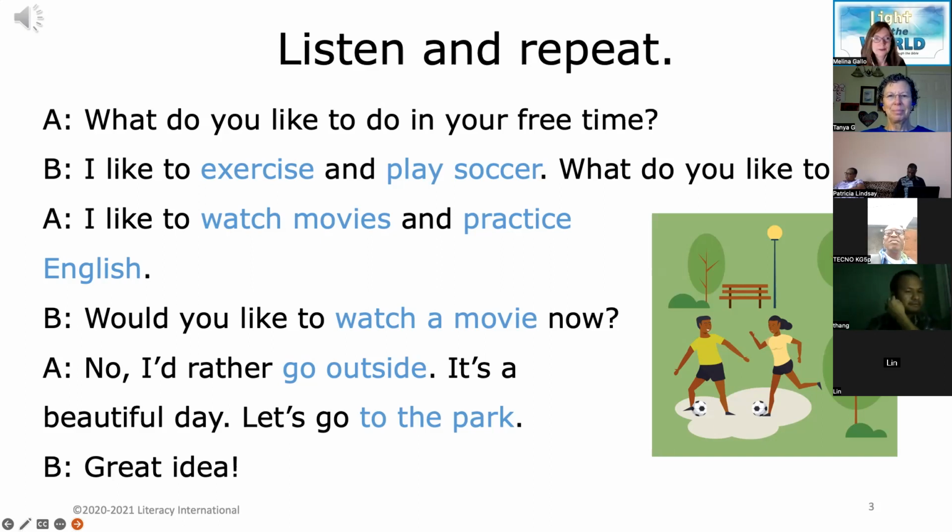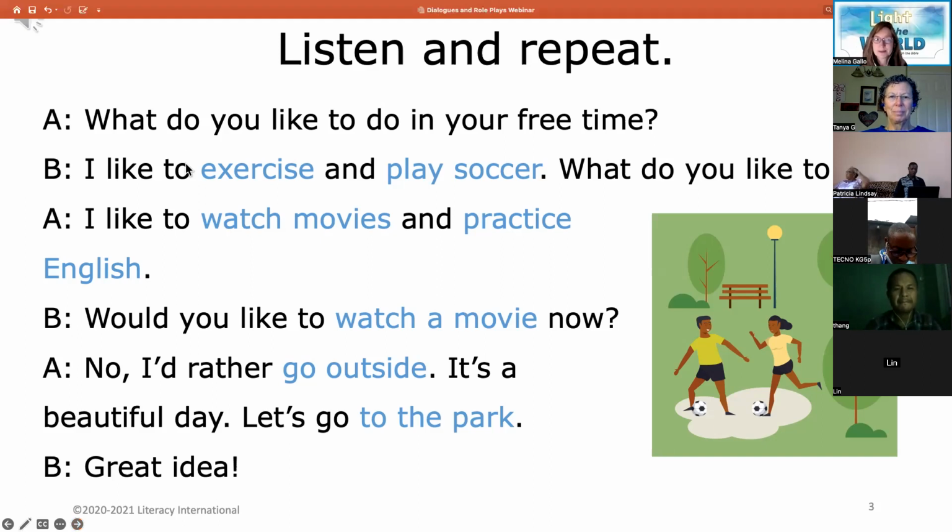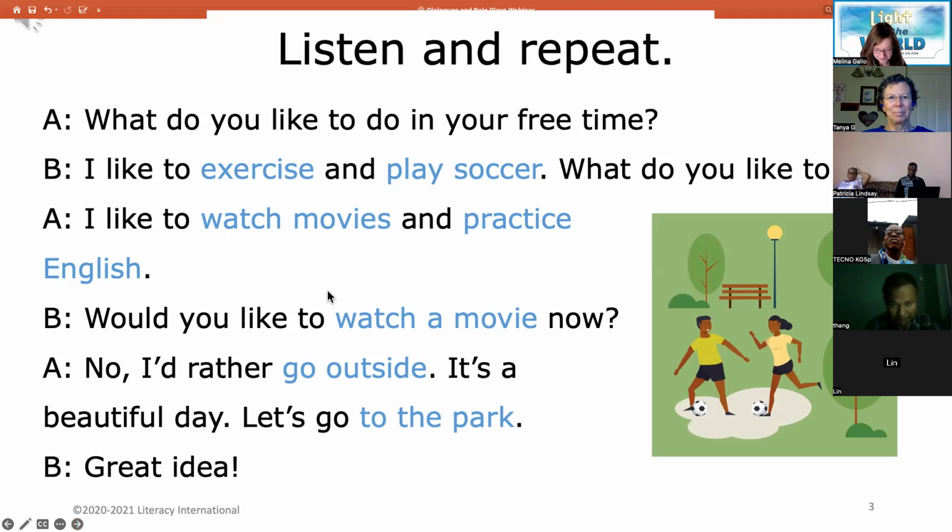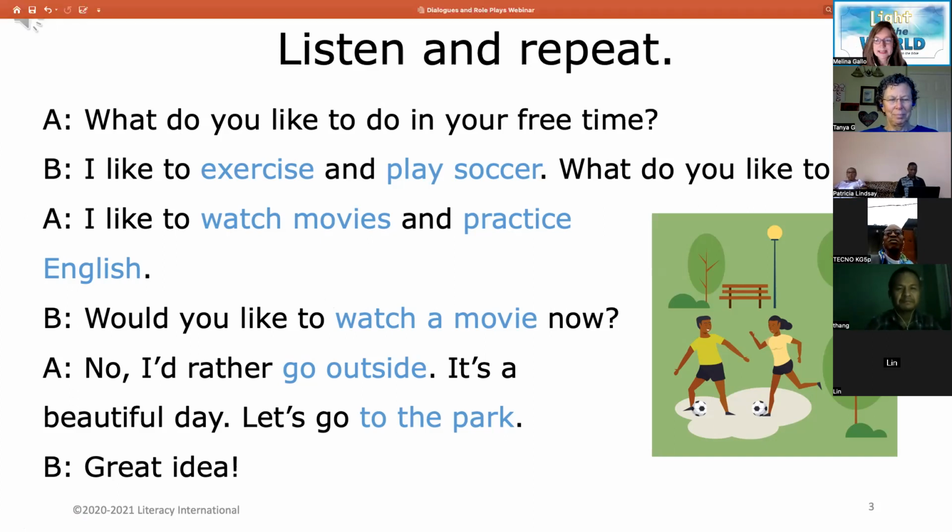So maybe they don't like to exercise and play soccer, for example. Maybe they like to read books and go kayaking. So they would substitute the words that apply to them for the blue words. So that's one way that we can build upon these standard dialogues that are found in each lesson.